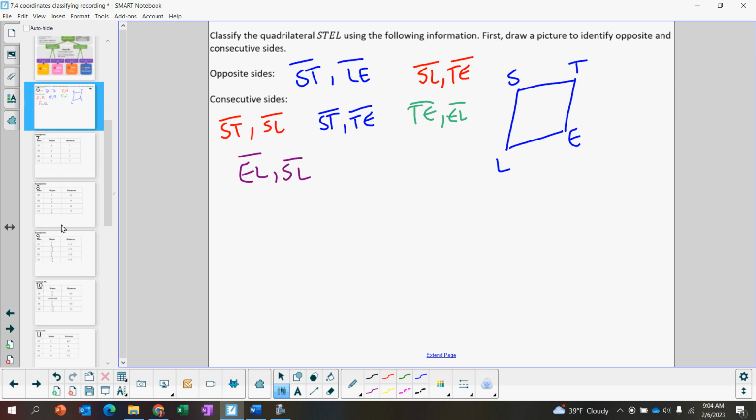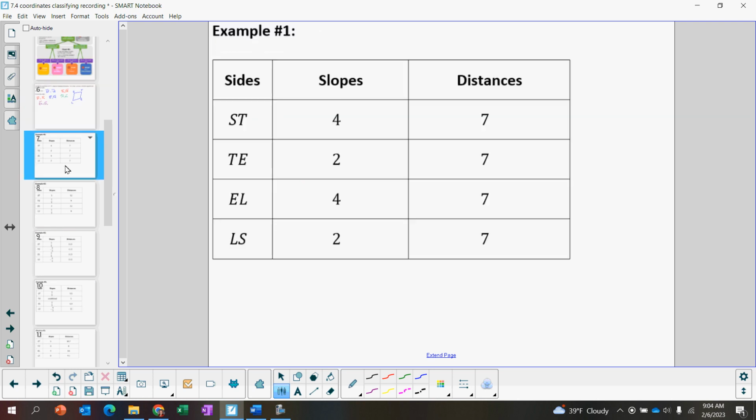So knowing this, we should be able to create a table, or have a table created for us, to determine the most specific name. So my sides for ST, TE, EL, and SL. If I look back at the opposite sides, where ST is opposite LE and TE is opposite LS. So if I look at this, 4 and 4, my opposite sides are parallel here. 2 and 2, my opposite sides are parallel here. So I do know two pairs of opposite sides are parallel. And that should be the first thing we look for.